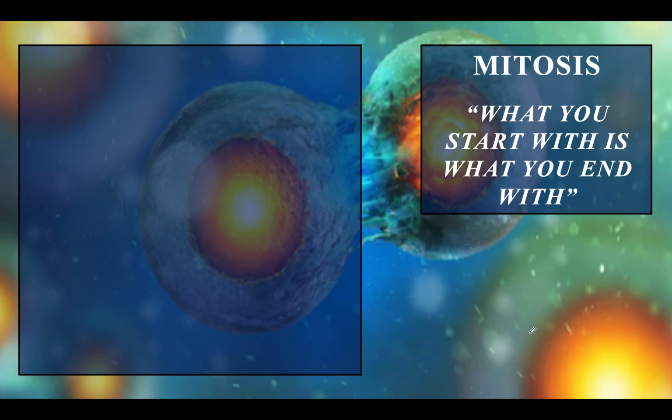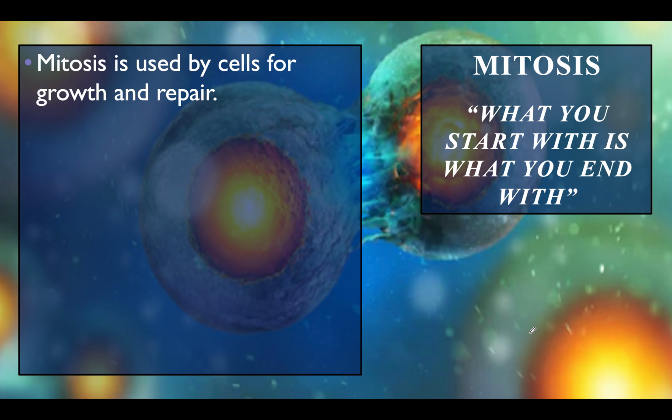Mitosis. What you start with is what you end with. That is the motto of mitosis. Everything that you begin with in regards of genetic material is what you are going to end with. If you began with a diploid cell, you will end with 2 diploid cells that have the identical genetic material that the parent cell had.